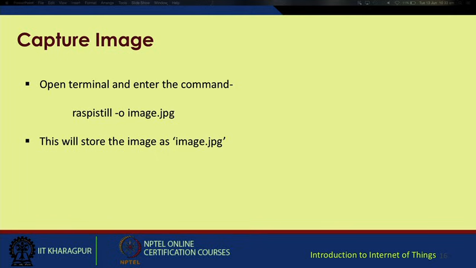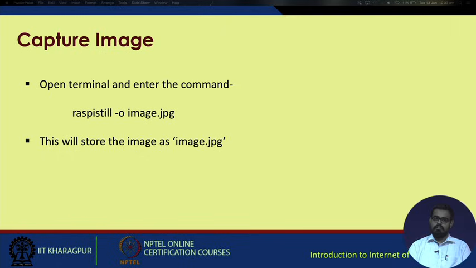Okay. Now, once this has been done, you can directly capture your images using the PiCam by writing this particular line of code in the terminal: raspistill -o any image name .jpg. This will click an image and store it as that image name .jpg.